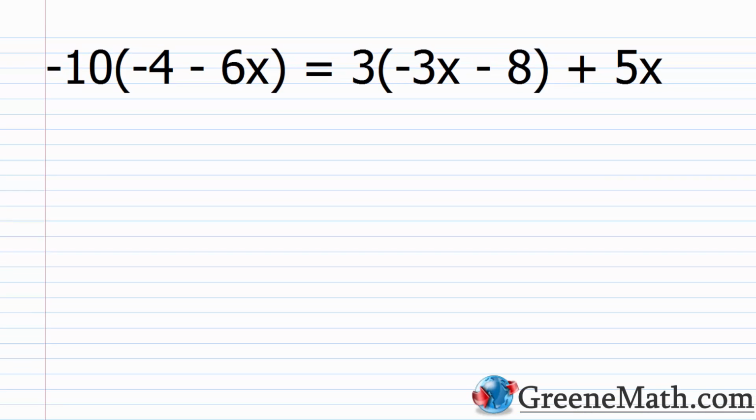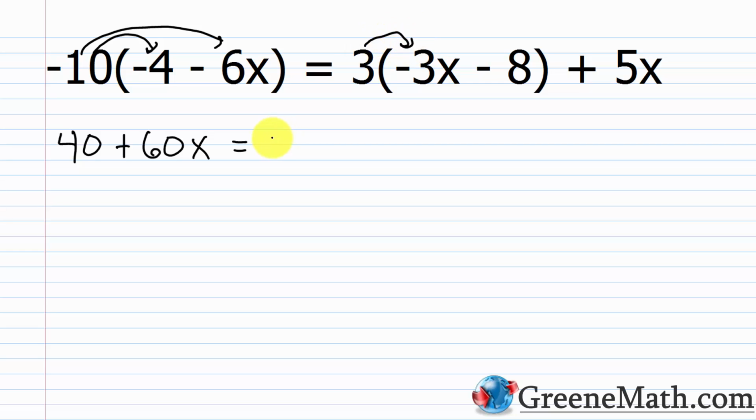So we have negative 10 times the quantity negative 4 minus 6x. This is equal to 3 times the quantity negative 3x minus 8, then plus 5x. All right. So we're going to start by, again, simplifying each side separately. So on the left, negative 10 times negative 4 is 40. Then negative 10 times, think about this as negative 6x. That's going to be plus 60x. And this equals, over here, 3 times negative 3x is negative 9x. And then 3 times negative 8 is negative 24. So minus 24 plus 5x.